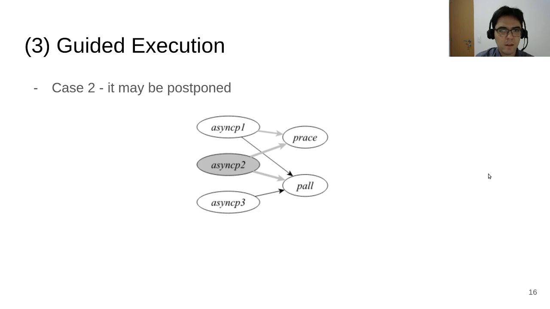In case 2, the guided execution may postpone the current callback. For example, async p2 in gray is scheduled to run, and observe that it may interleave with async p1 and async p2 because these nodes have no dependency. For this case, NodeRacer randomly decides to postpone p2.